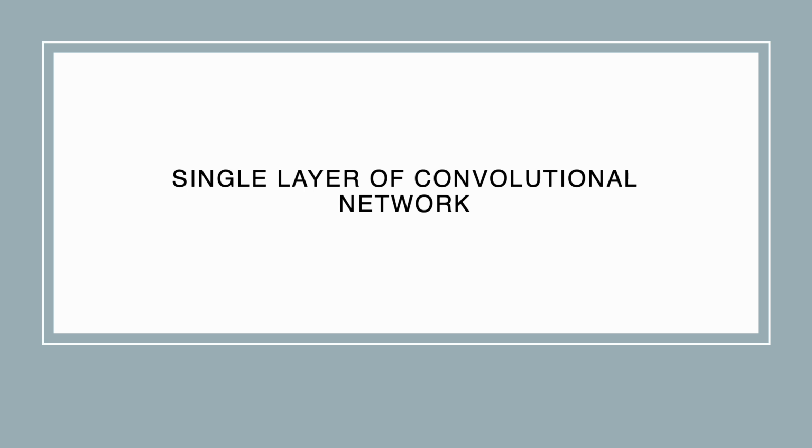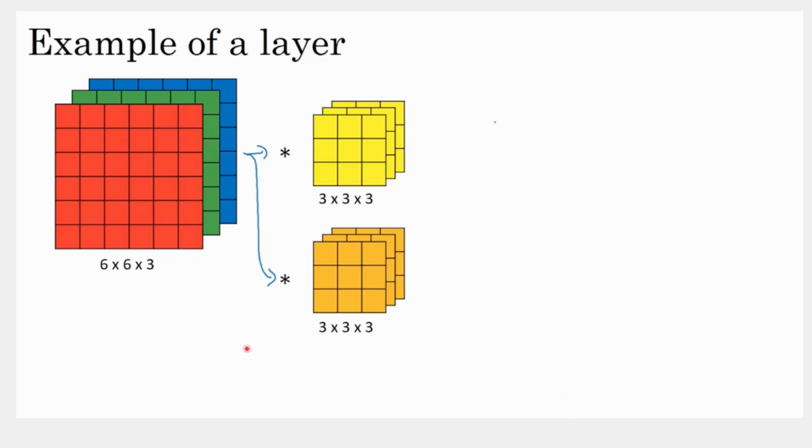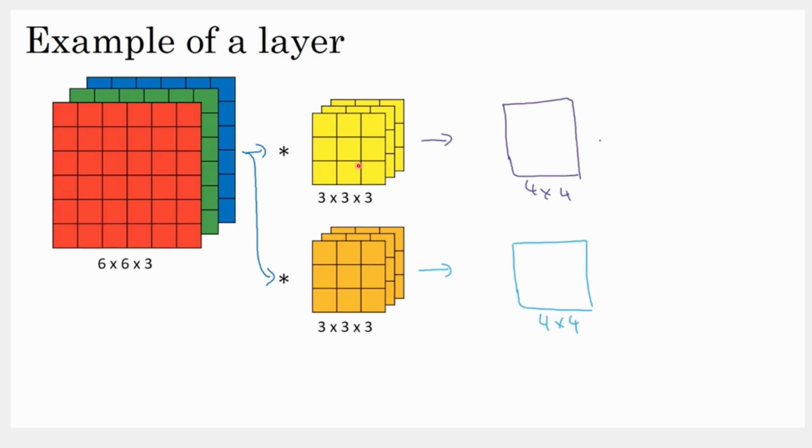So now we move forward to a single layer of convolution. Now we are going to visualize how a single layer of a convolution network works. Let's suppose this is our main image, that is a 6 by 6 into 3 dimensional image. Here we are convoluting with two filters of 3 into 3 into 3 dimension, right? Now we are convoluting it, and we are getting a 4 by 4 output kernel, as we have seen in the previous example also.